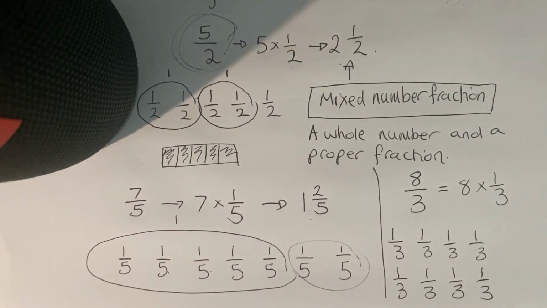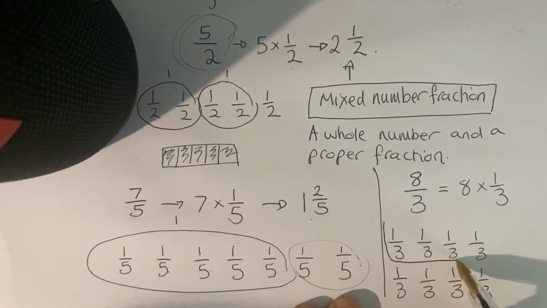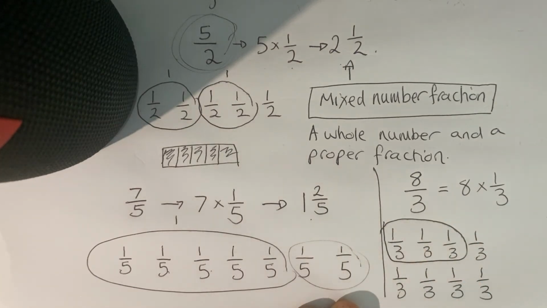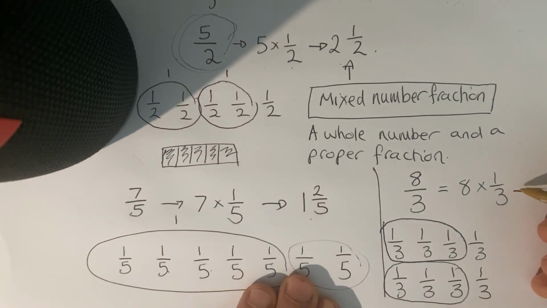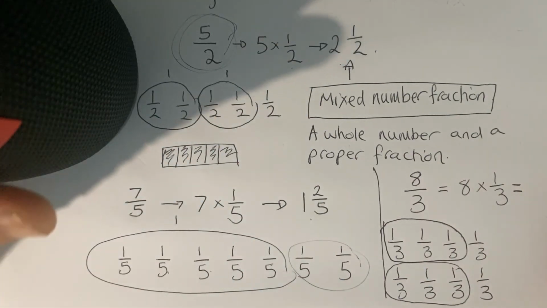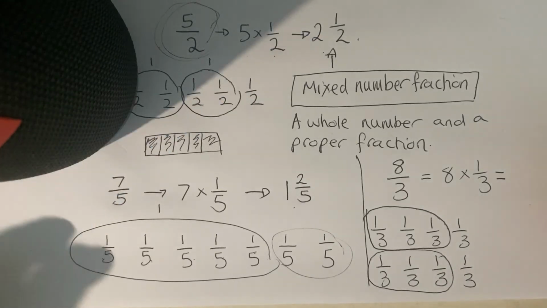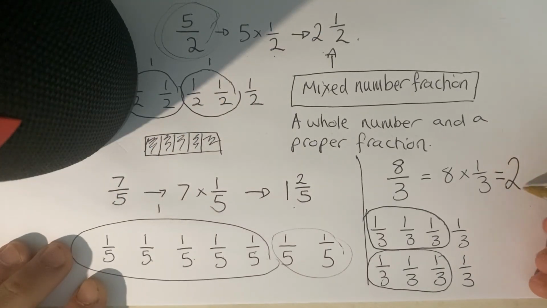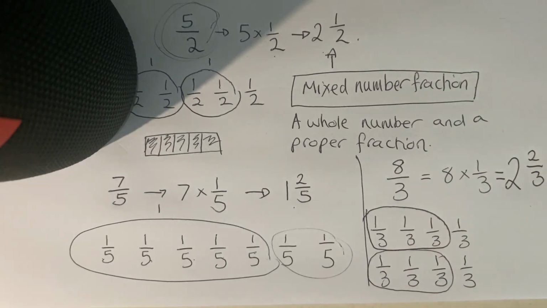And then I'm going to group them together in groups of 3 if I can. So I can see there's a group of 3 here, because 3/3 make a whole. And then here, there's a group of 3, because 3/3 make a whole. So we're left with 2 wholes and 2/3. Okay, right.